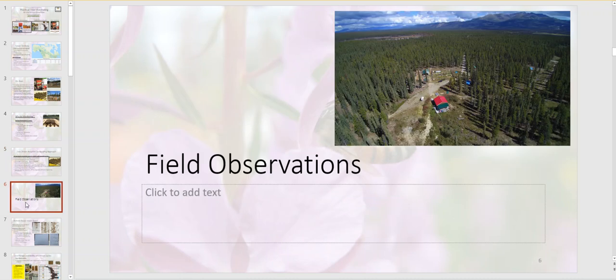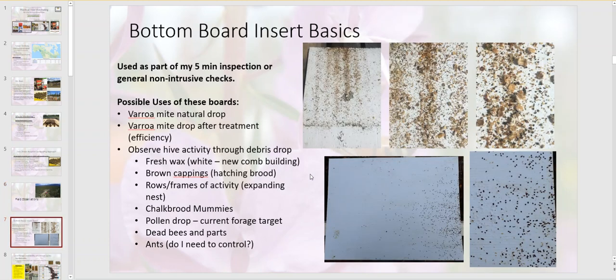Field observations: just this quick section about the importance of actually knowing what's going on in the hive while you're collecting your data. This is an example of something that's part of my 5-minute inspection. Screen bottom boards, I have them on all of my hives. It gives me quite a bit of information, especially around mites, chalk brood, the expansion of the hive, fresh wax, brown cappings, and various things.